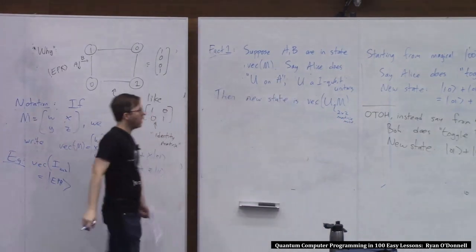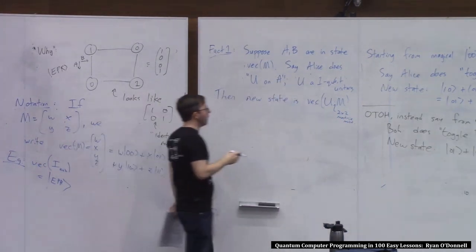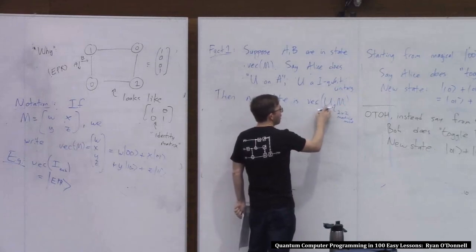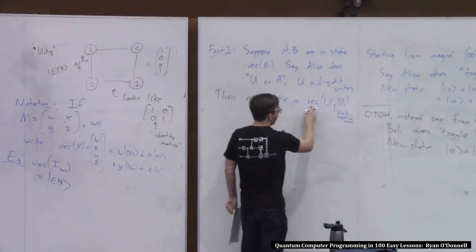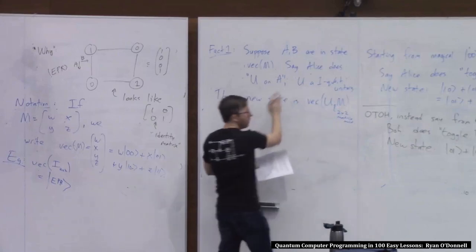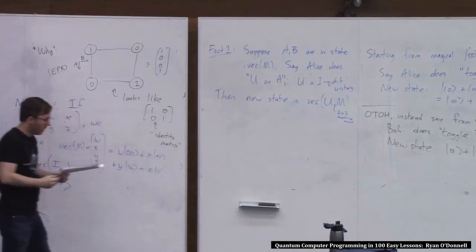So that's convenient because you can go on autopilot: M is a matrix, U is another 2 by 2 matrix, I know how to multiply 2 by 2 matrices, so I'll just do that. And then if I write those 4 numbers out, that's the new state. So that's kind of convenient.